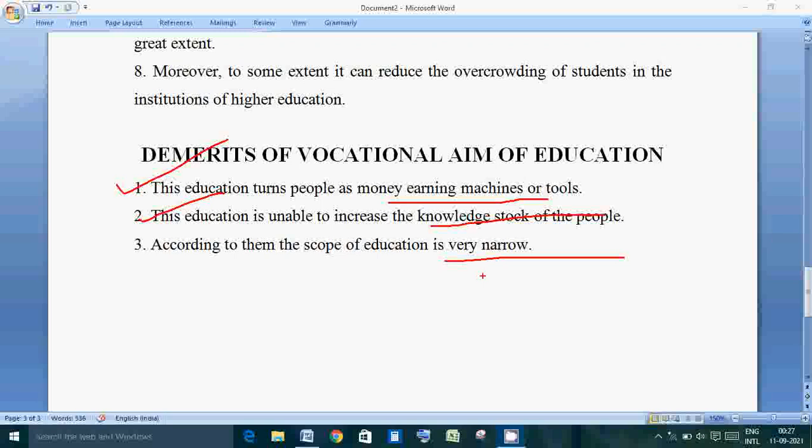So in concise, what we can say, the vocational aim of education is that aim of education where people, while studying in an educational institution or after studying, choose a vocation so that they can earn some money, they can live a life perfectly. Okay.